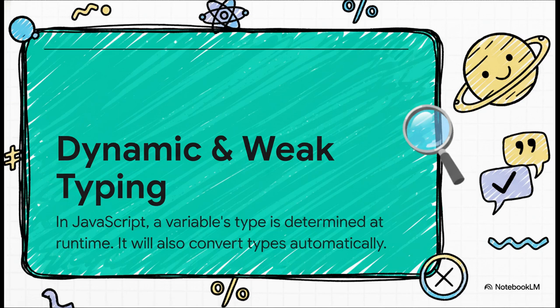Dynamic just means you don't have to decide a variable's type ahead of time. It gets figured out on the fly as the code runs. And weak means the language will try to be helpful and automatically convert types for you. Now that can be convenient, but trust me, it can also lead to some really weird bugs. And that's exactly why understanding these types is so important.